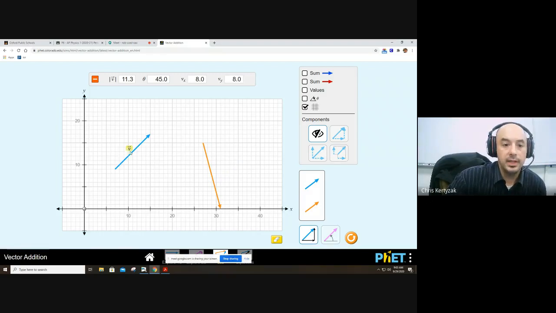Why they call them both V, I have no idea. I mean, I don't care what you call it. Just call them something different. They shouldn't be the same thing. They're two different vectors. They should have two different names. So that's a little bit confusing. So let's just get over that. I'll call this vector A, and I'll call this vector B.